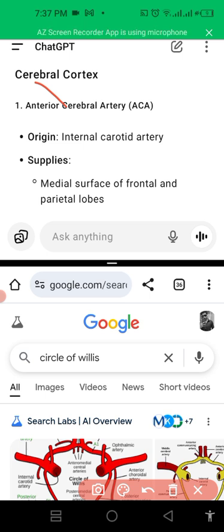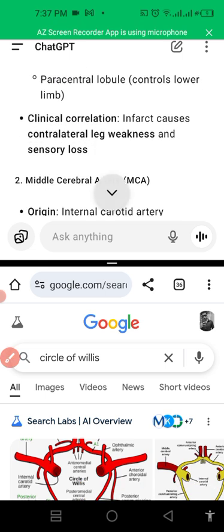Anterior cerebral artery blockage results in a stroke, and mainly the lower limbs are involved because it supplies the frontal and parietal lobe. Clinical scenarios are contralateral leg weakness and sensory loss.